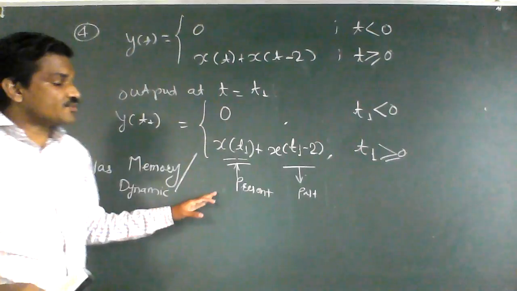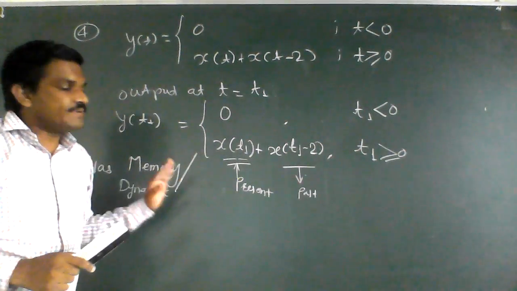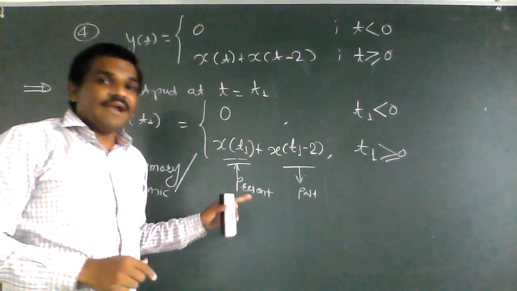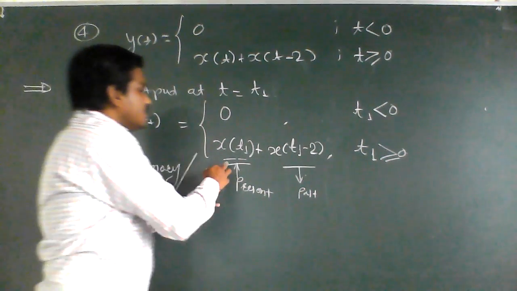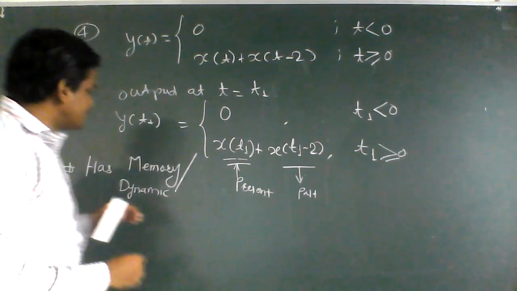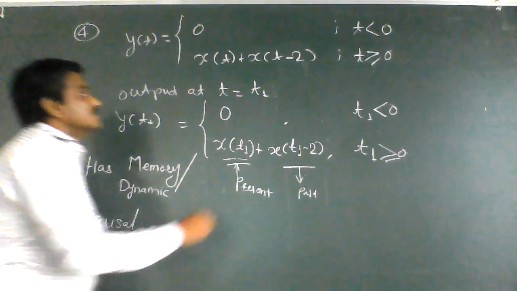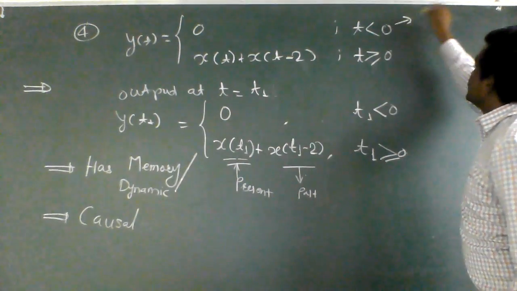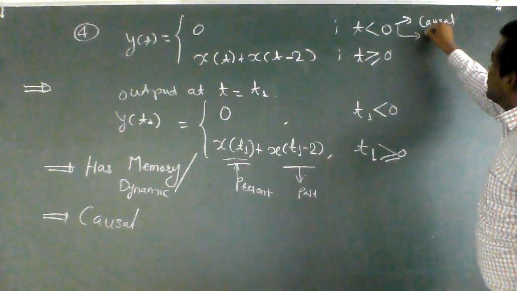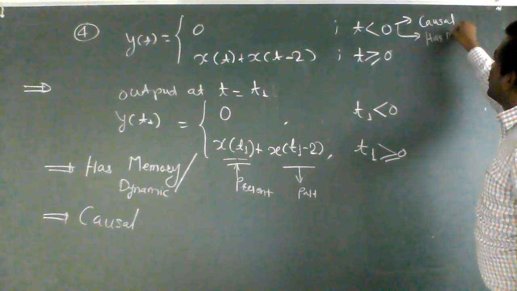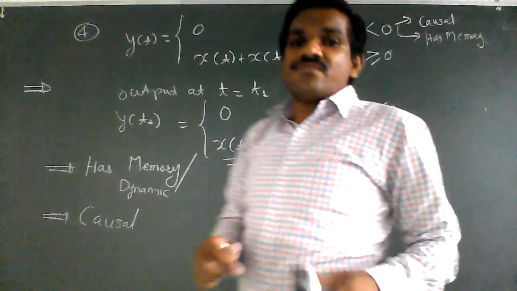What about the second property, that is causality. The system is said to be causal if its output depends upon the present and past input values only. You can see that here it depends upon the present and past input values, so we can say that the system is causal. I will write it here: for this particular system, the system is causal and it has memory.